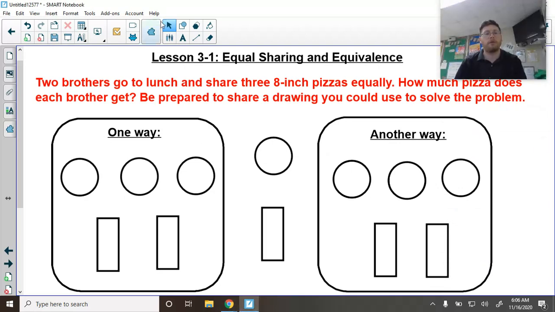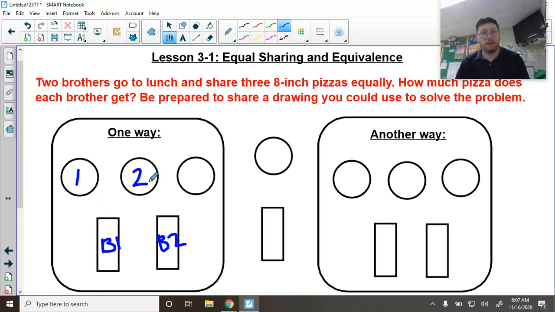All right, so the first way, I'm going to take my pen. I have 2 brothers here. Well, if I have 2 brothers here, then I have 3 pizzas. So that means each brother can get 1 pizza. So we'll make this brother 1, and then this could be brother 2. Brother 1 gets 1 pizza, brother 2 gets 1 pizza.